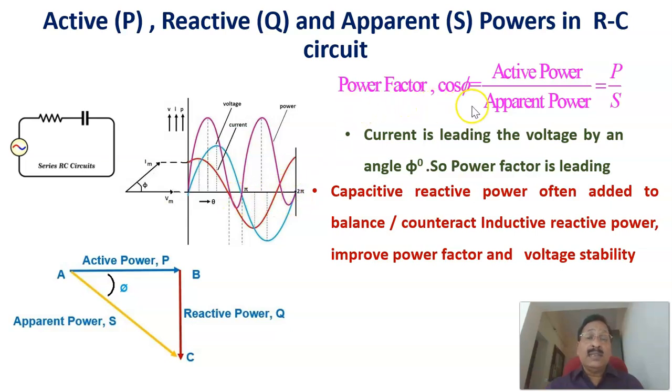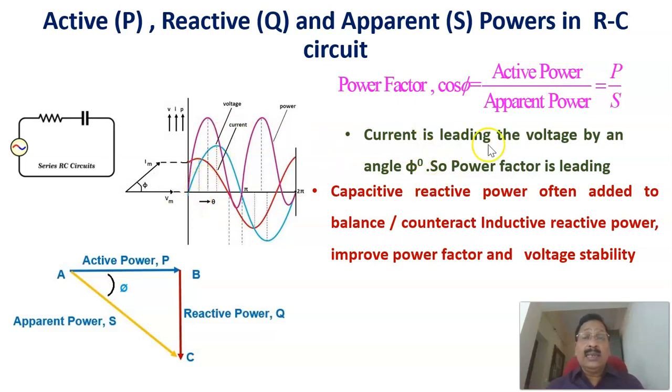In this case, the power diagram is like that. This is the active power, this is the reactive power. The direction is opposite compared to the RL circuit. Therefore, this is the reactive power, and this is the apparent power. Here the power factor is again the ratio of the active power to the apparent power, P by S. But the thing here is that it is a leading power factor. Current is leading the voltage. That is why it is called the leading power factor.